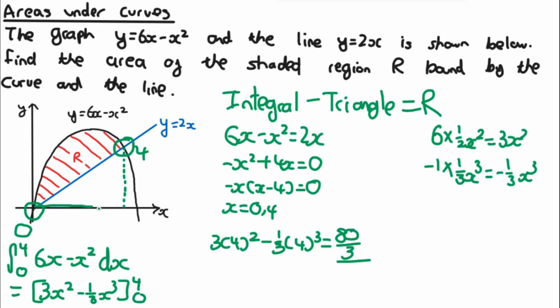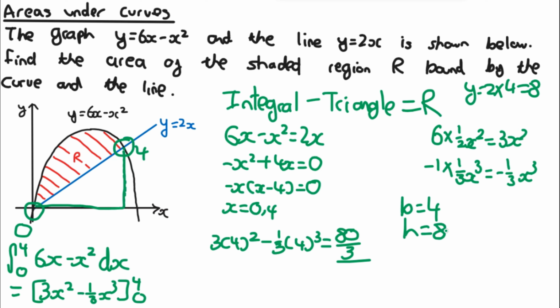So we need to know the base, and we need to know the height. Well, we know the base because we know this is 0, and we figured out that this is 4, so the base is going to be 4. And the height: we know that the x coordinate is 4, and because it lies on y equals 2x, the y coordinate is going to be y equals 2 times 4, which is equal to 8, and therefore this is going to be the height of the triangle.